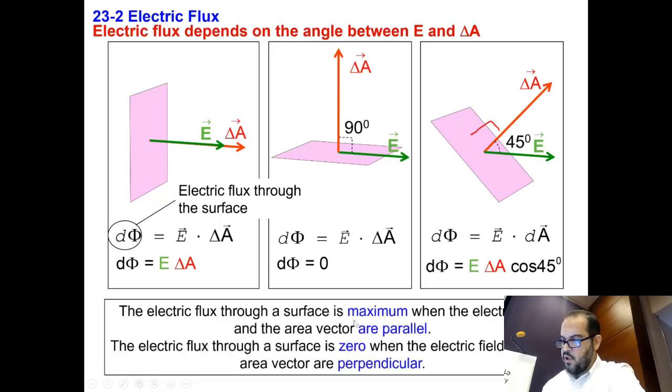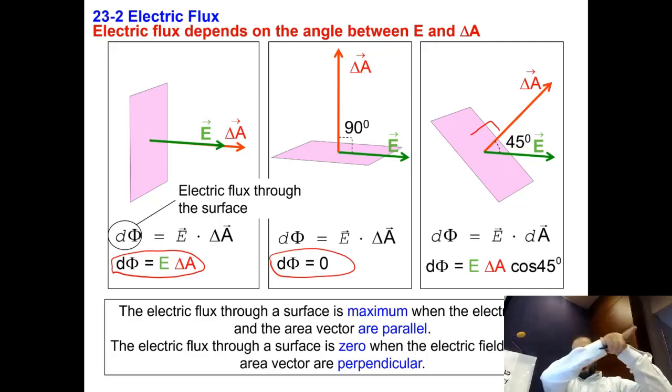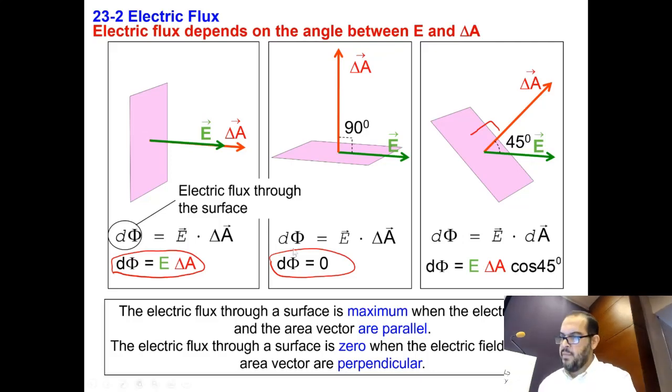So the electric flux through a surface is maximum when the electric field and the area vector are parallel. You can see this is the maximum it can get. Okay. The flux is 0 when the electric field and the area vector are perpendicular to each other. Okay. And if the electric field and the area vector are 180 degrees apart, then the flux will be minimum. It's a negative number. It will be minus EA. Yeah? Okay.